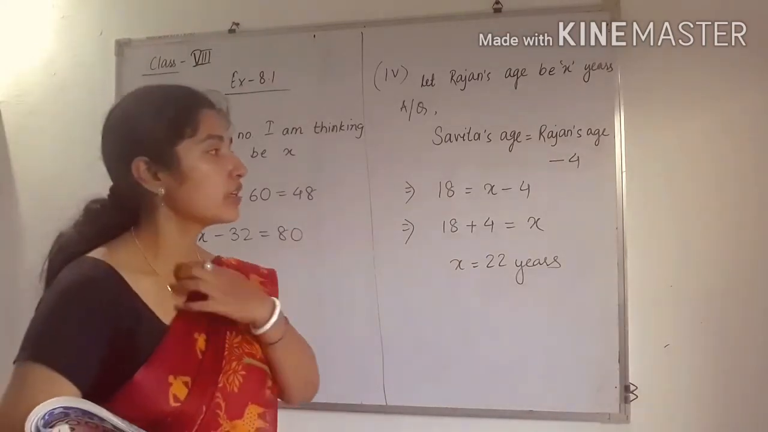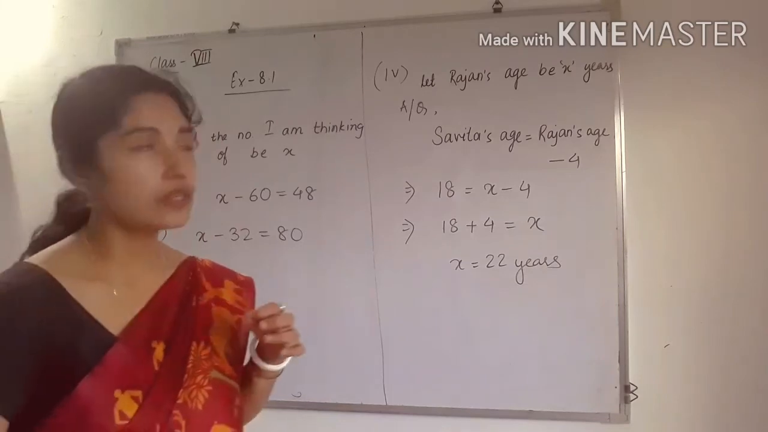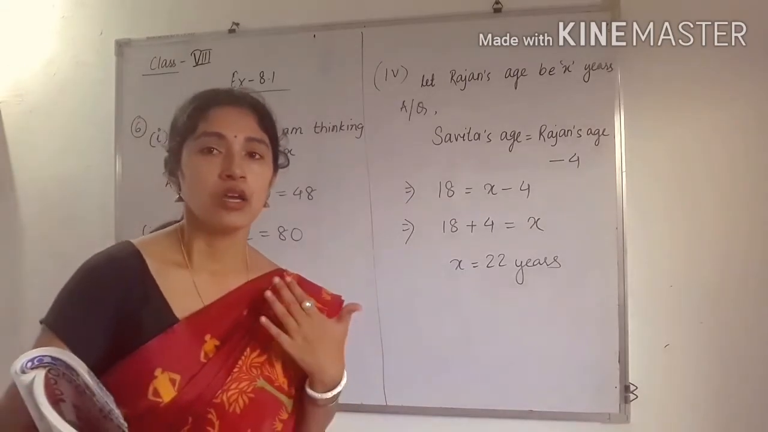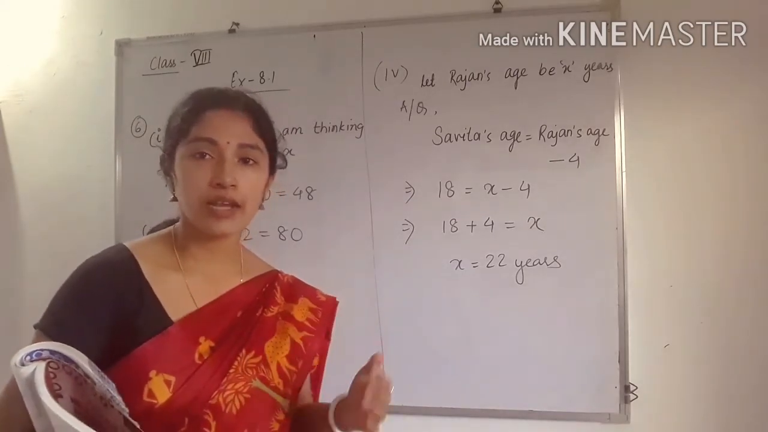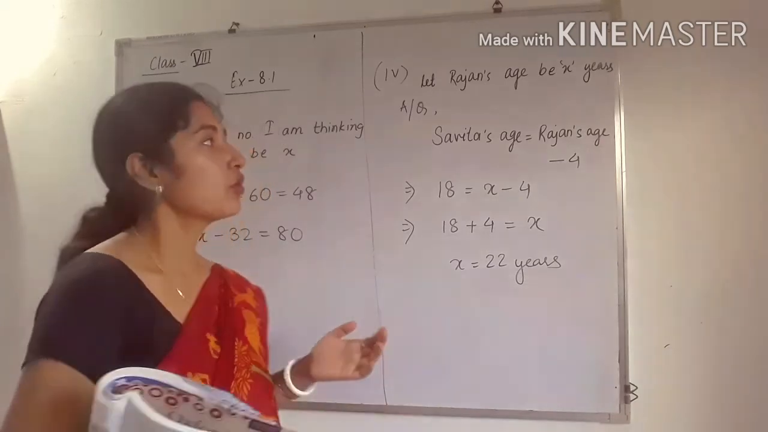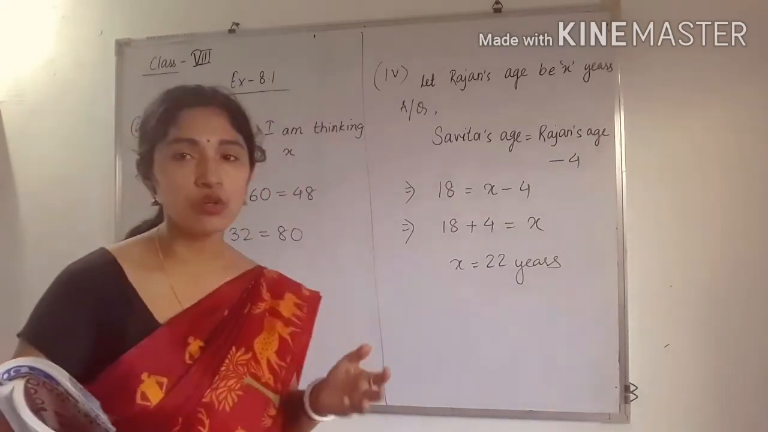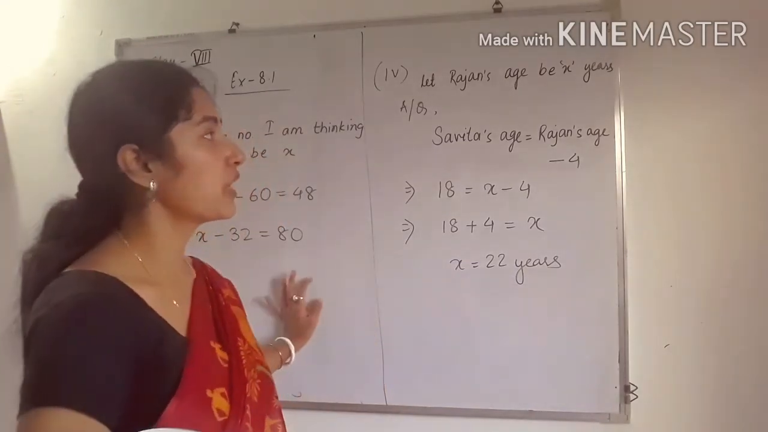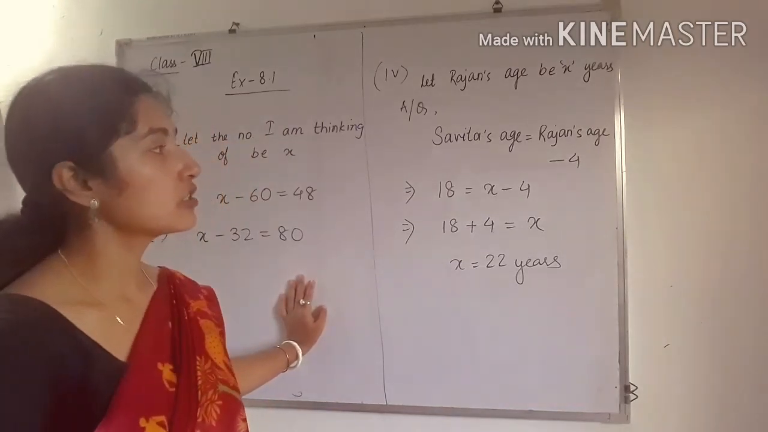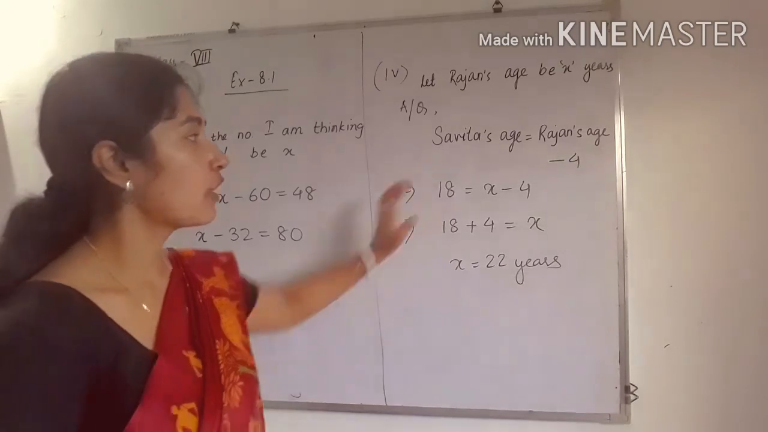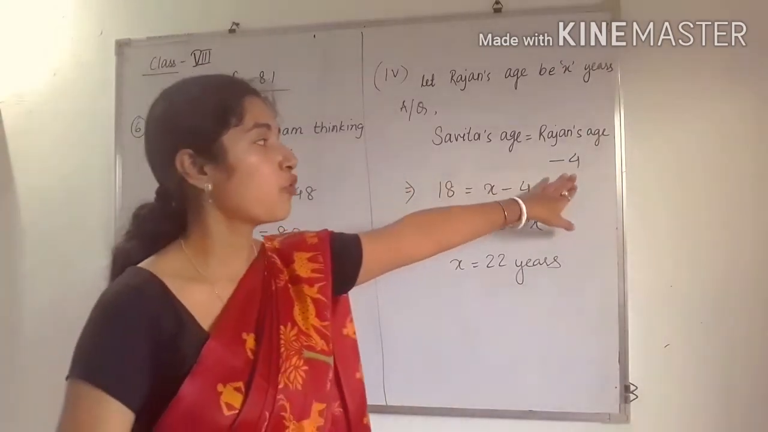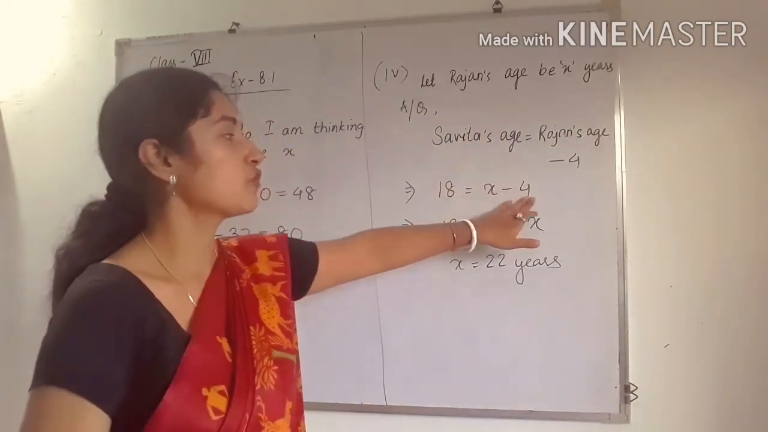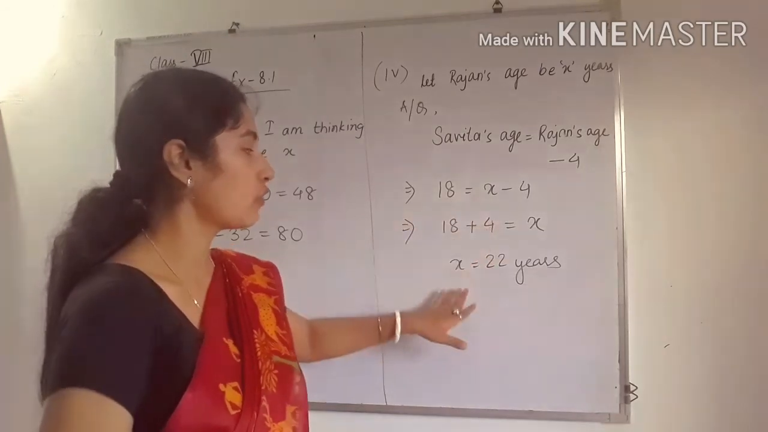Number 4 is, it is given that Savita's age is 18 years and Savita's age is 4 years less than Rajan is. That means Rajan is 4 years elder than what? Savita. So see, you have to take Rajan's age, because we don't know what is the age of Rajan. So unknown is here Rajan's age. So we have to take, let Rajan's age be x years. So according to the condition, Savita's age is equal to Rajan's age minus 4. So we can find Savita's age if we subtract 4 from Rajan's age. Okay, so Rajan's age is x, we are taking x. So x minus 4 would be equal to what? 18. So rest you have to solve and you will find 22 years.